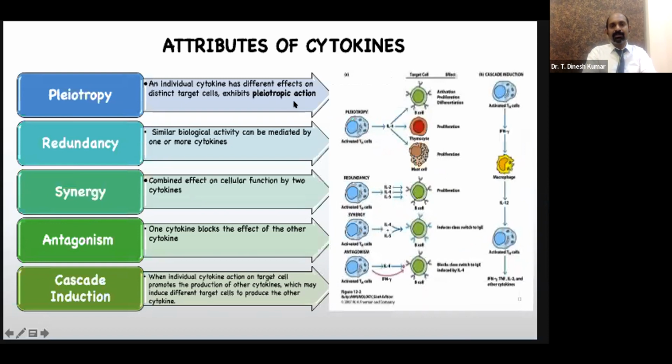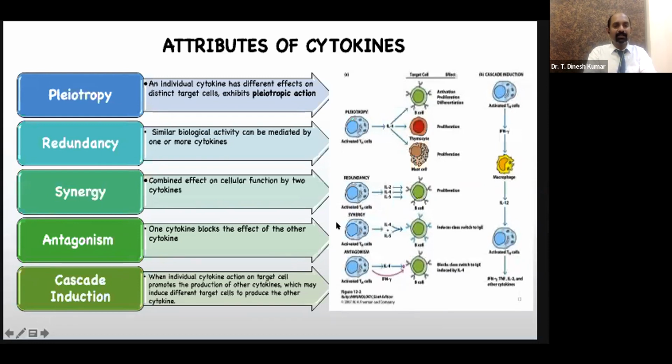What are the attributes of the cytokines? The attributes of cytokines are pleiotropy, which means a single cell can produce a cytokine which can act on multiple cells. Redundancy: different cytokines produced by the same cell can act on a single cell. Synergy: two different cytokines acting together. Antagonism is just the opposite of that.